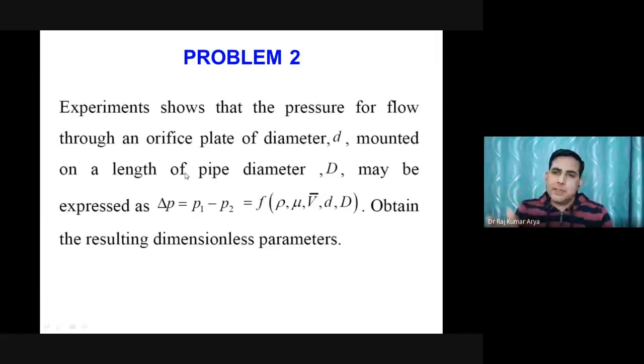Now that delta p across the orifice would be a function of the fluid: you have density, viscosity, velocity, an orifice diameter and a pipe diameter, right? In the case of an orifice, length doesn't come into the picture. If you add length also, it won't create any problem. Addition of more parameters would do no harm.